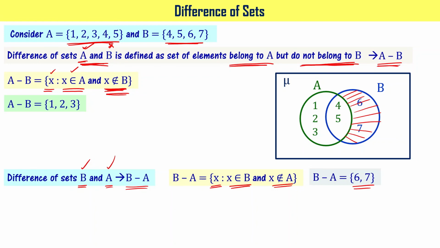When you look at this, A minus B has got elements 1, 2, 3 and B minus A has got 6 and 7. So looking at that, we can say that A minus B is not equal to B minus A, right? Because these two sets are different. Understood?